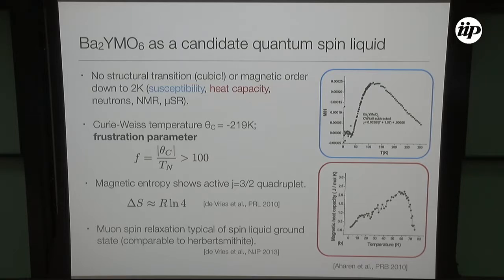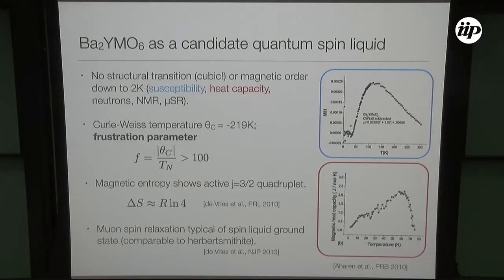Another interesting point is that from the specific heat, you can compute the released entropy out to some temperature scale, and there is some agreement between the prediction from a J equals 3/2 quadruplet, where you find that the variation in entropy is R log 4. So it's a sign that there are 4 states per lattice site, as we would expect from that single ion picture.